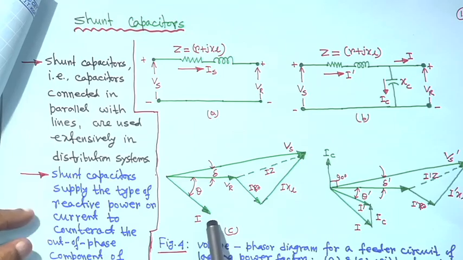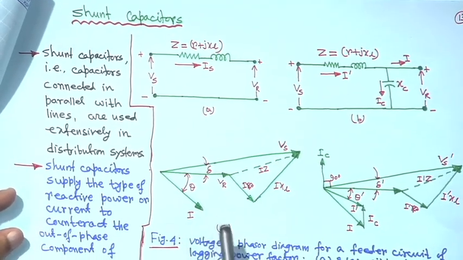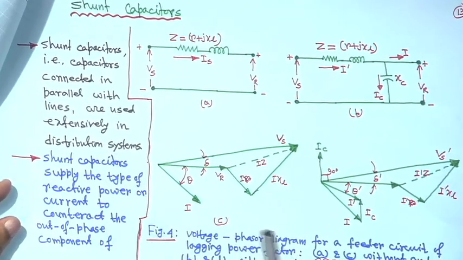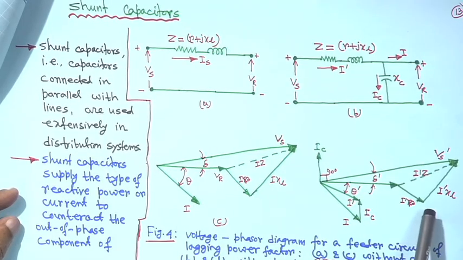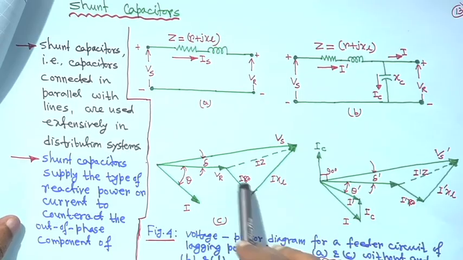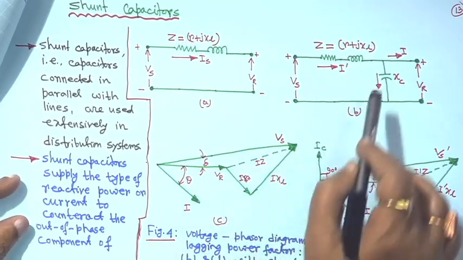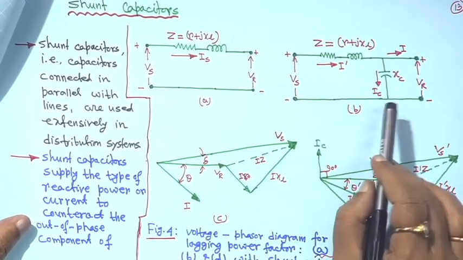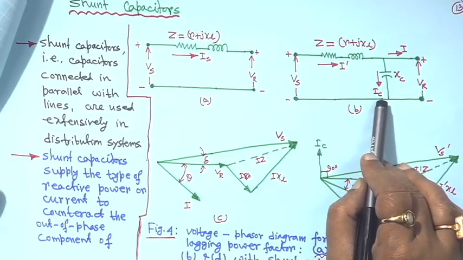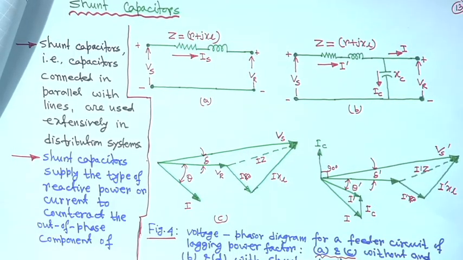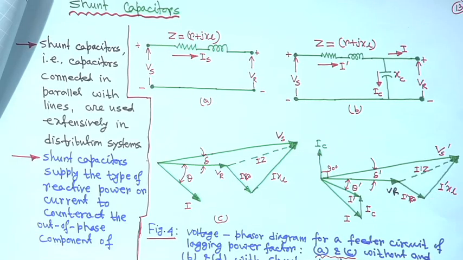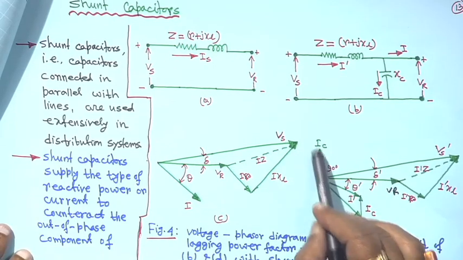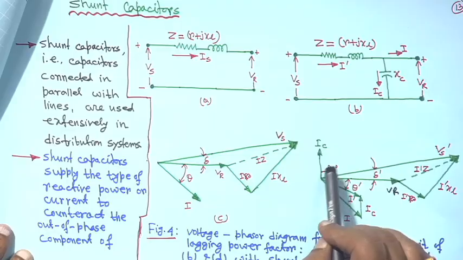So, the current is lagging, we have taken the current as lagging, all the write-up is here, but I am explaining that. This phasor diagram corresponds to this circuit, and this phasor diagram corresponds to this one. It is actually a capacitor, it draws leading current, and this voltage I have missed, this is actually VR, and the leading current is IC, right.